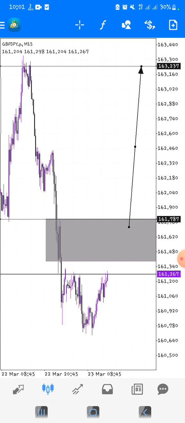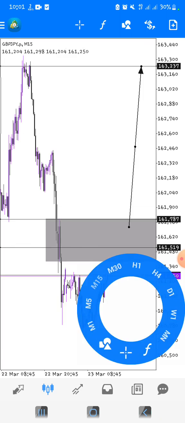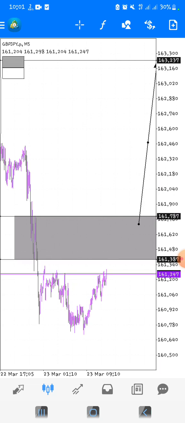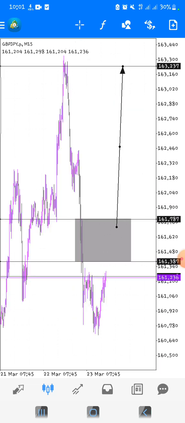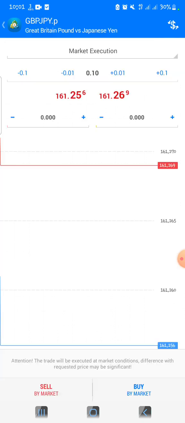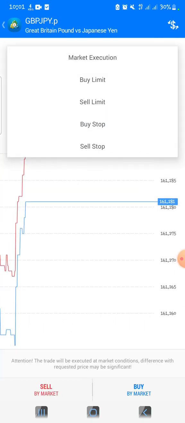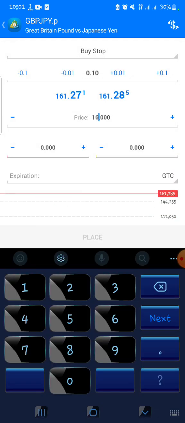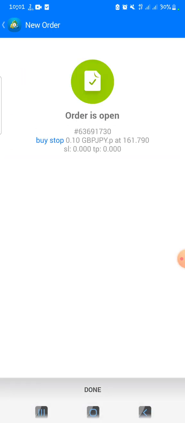So that's my entry, my TP. Now my stop loss, I might edit it somewhere just below the entry price. So like for example there, let me turn back to M15. Okay, so my entry now for a buy stop, where I want to be buying above the current market price, is 161.779. Okay, so let me place the trade. So market execution, I change it to buy stop because I want to be buying above the current market price, so 161.79, like that, and then I tap done.